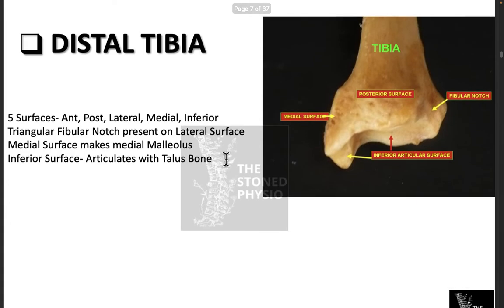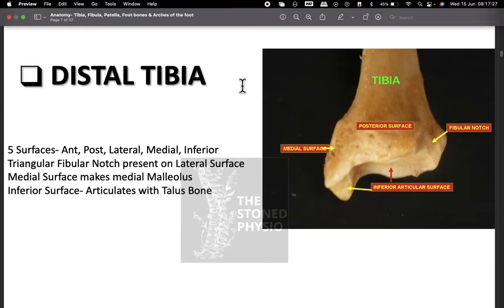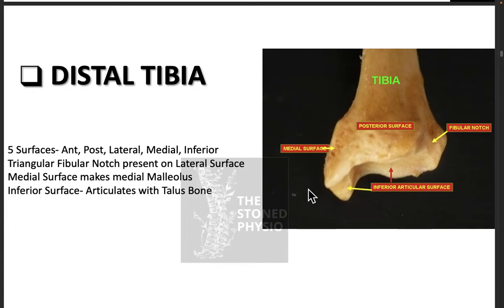ठीक है. And then let's talk about the distal part of the tibia. तो distal part में, just the way we talked about the distal part of the radius, वैसे हम देख सकते हैं, we have got an anterior, यहाँ पे we can see this is the posterior surface, on the opposite side we have got an anterior surface, the medial and the lateral surface, and then we have got an inferior surface as well. Inferior surface, of course, for the attachment of one bone, that is the talus, है ना.